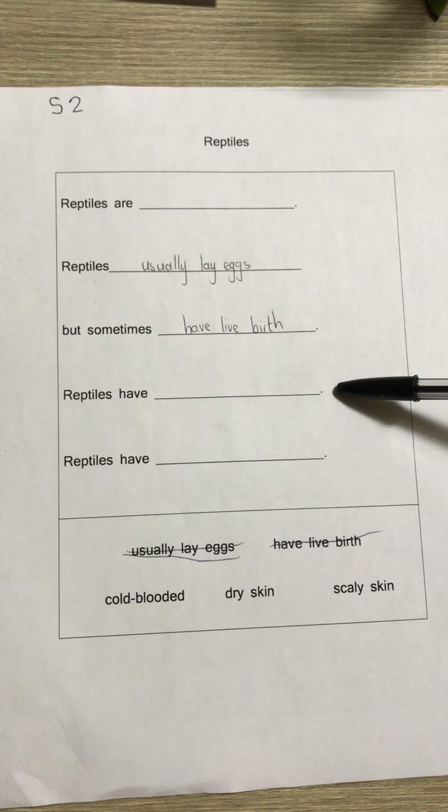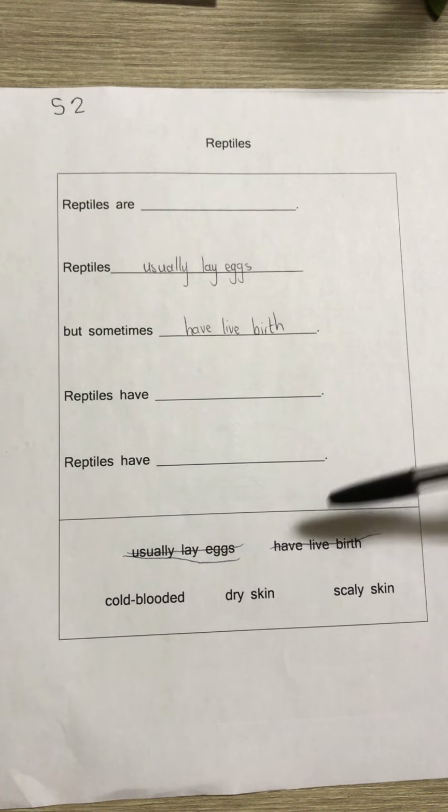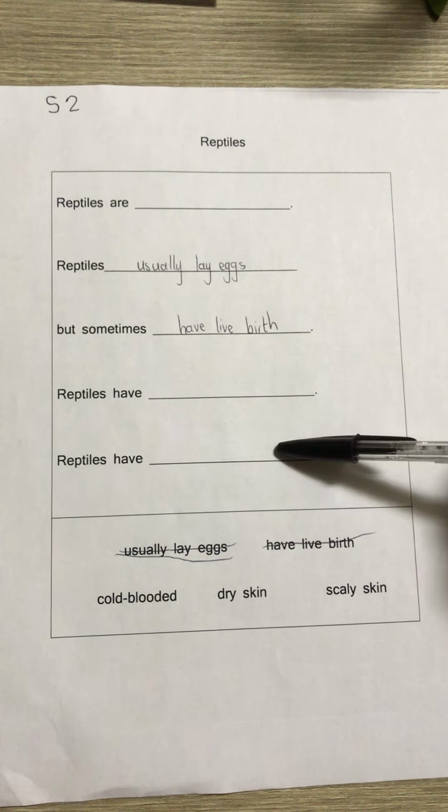Okay, the other three you can do by yourself. Reptiles are cold-blooded, dry skin, scaly skin. Which one fits best? Write it in and cross it out at the bottom. This one, reptiles have cold-blooded, dry skin, scaly skin. Fill in the correct answer and cross it out at the bottom. Next one, reptiles have cold-blooded, dry skin, scaly skin. Choose the best option, write it in and cross it out at the bottom.